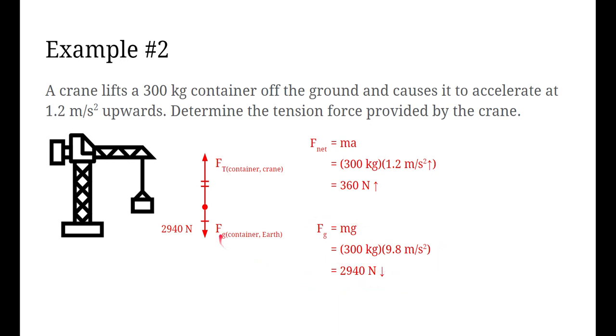Now that we know the gravitational force pulling down on the container, we can say that this tension force has to be 360 larger. So another way to write that is that the net force, or the difference, is going to be equal to the larger force, or the tension force, minus the smaller force, or the gravitational force. If we substitute the values we already know in, 360 and 2,940, we can then add 2,940 to both sides and get that the tension force is equal to 3,300 newtons upwards. And so our answer would be 3,300 newtons upwards is how much tension is provided by the crane.